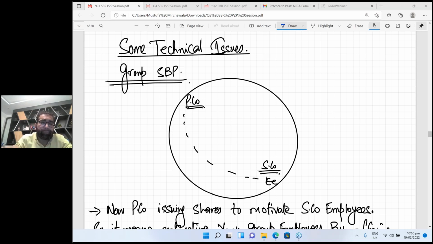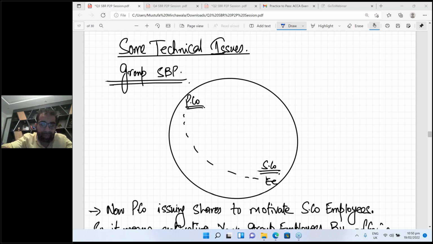Now let us say, just think, parent company acquired S company 3 years back. Now they have a proper parent subsidiary relationship. They all belong to one group. Now listen. In the group account, you always think about this circle.